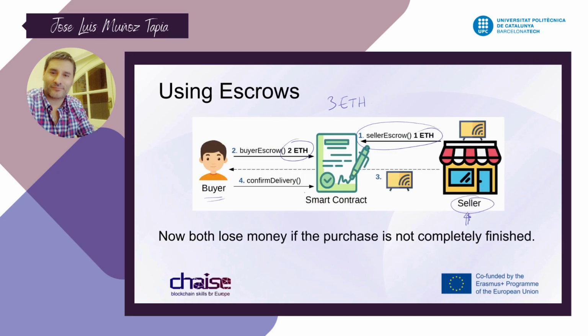Both parties here have the incentive to finish this execution correctly. So when the seller sends the TV, the buyer finally has an incentive to call this function confirm delivery, because confirm delivery will give 1 ether back to the buyer, and then will give 2 ethers to the seller. If we don't finish, we are both losing money. In this case we are using the smart contract as an escrow for this purpose.